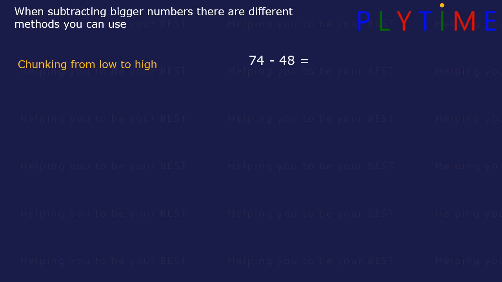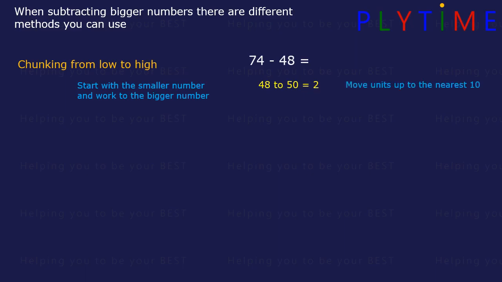74 minus 48. We start with the smaller number and work our way to the bigger number. From 48 to 50, we work to the next 10, using our number bonds, that's 2. Then we move from 50 to 70. We jump up in tens, that's 20.